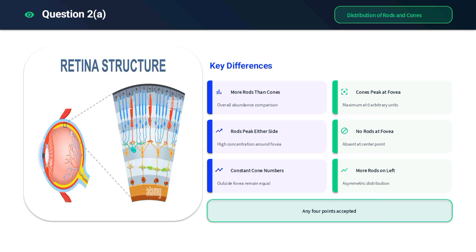Fourth, there are actually no rods present at the fovea itself. This is why we see better in bright light at the center of our vision. Fifth, outside the fovea, the number of cones remains relatively constant. And sixth, there are more rods on the left-hand side of the fovea compared to the right. For your answer, you need to describe any 4 of these differences clearly.